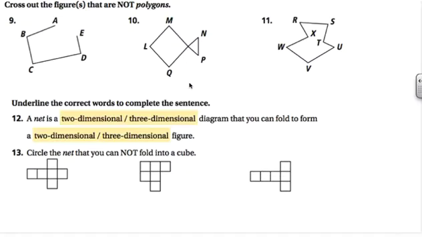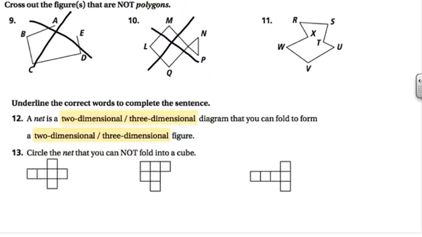Number 9 says cross out the figures that are not polygons. Well, just remember our definitions. There is no open sides allowed, so that is definitely not a polygon because of the open side. Here we have sides that are crossing. That's not allowed, so it can't be a polygon. And this one has straight sides. It's a closed figure, and none of the sides cross, so that is definitely a polygon.